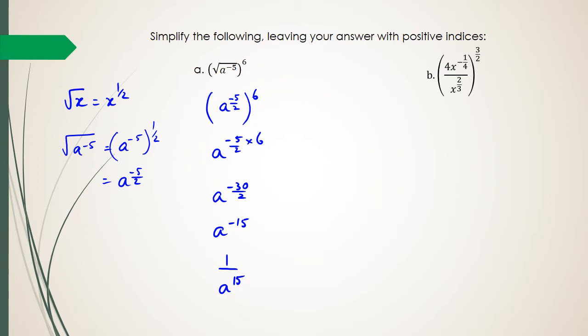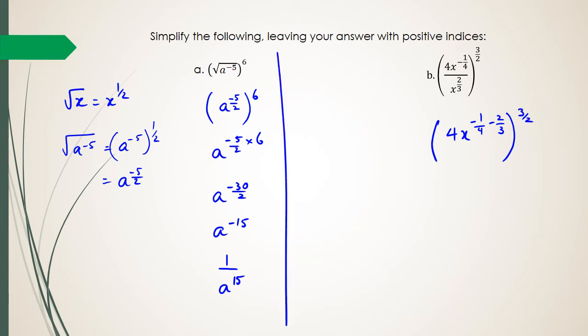Okay, now having a look at the second question, I'm going to get rid of the x inside the bracket first, before even dealing with the 3 over 2. So that means I'm going to get something like this, where it's going to look like 4 x to the power of negative quarter minus 2/3, and that's all raised to the power of 3 over 2.